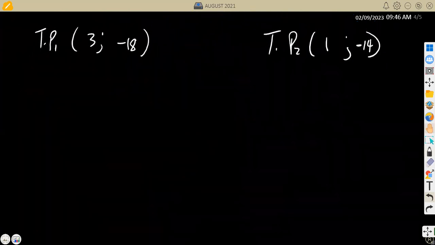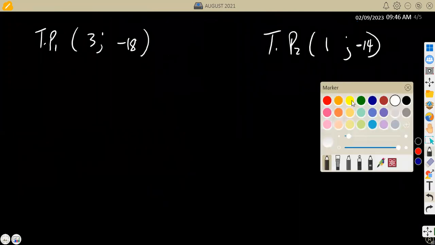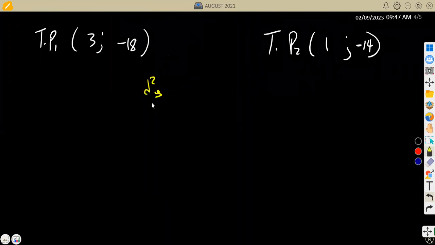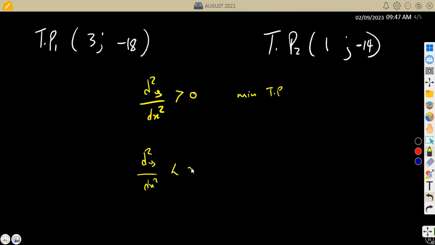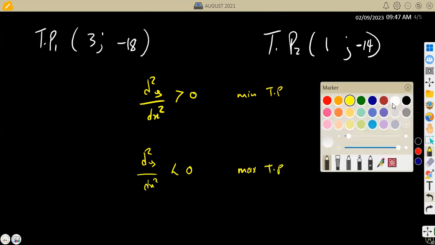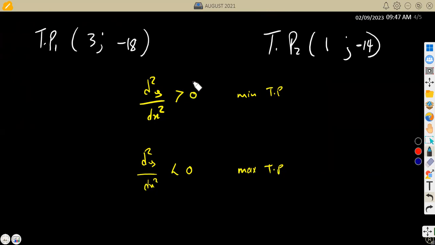This is what you're going to have. The second derivative with respect to x, if it is greater than 0, that means that one is a minimum turning point. If the second derivative with respect to x gives us a value that is less than 0, that's a maximum turning point. When I say a value that is greater than 0, I mean your answer is positive. When I say the value is less than 0, I mean the answer that you get is negative.